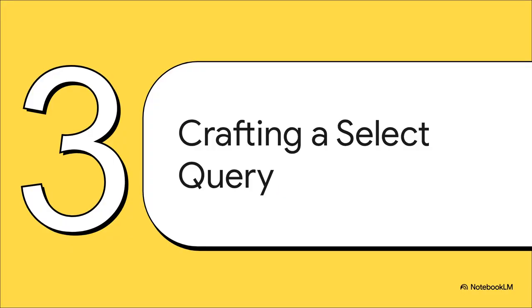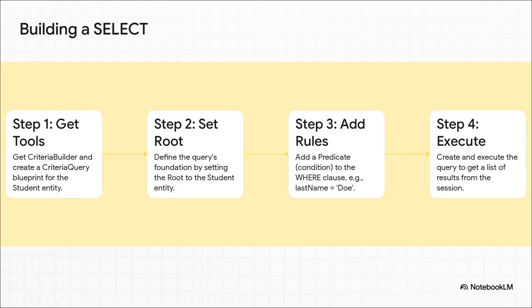Let's see how this actually works. We're going to take those building blocks and put them together to craft a basic select query step by step. So let's just walk through the code. Step 1, we get our criteria builder and use it to create our criteria query blueprint for the student entity.